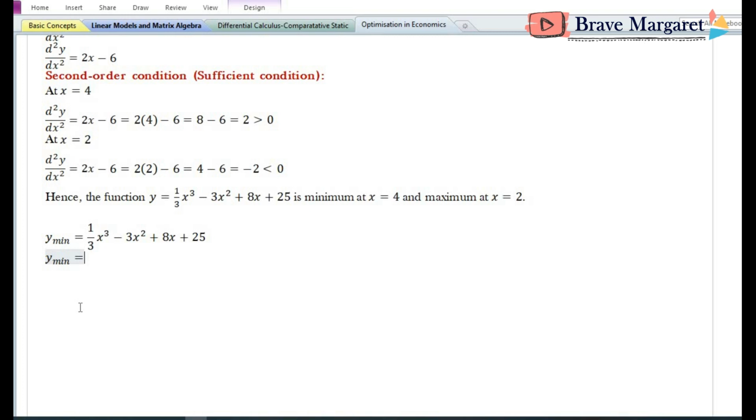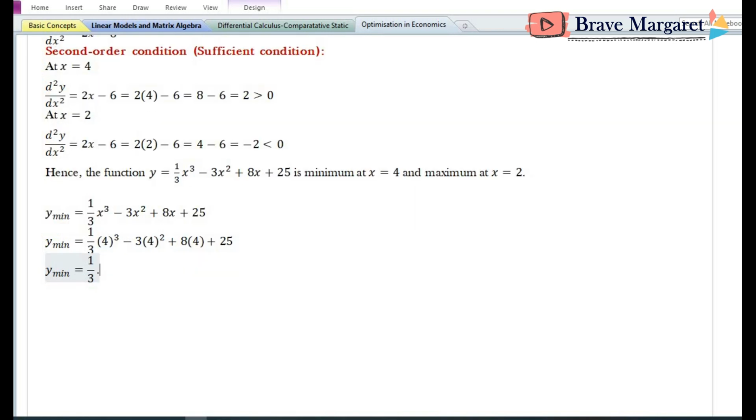By doing so, we have 1 by 3 times 4 to the power 3 minus 3 times 4 to the power 2 plus 8 times 4 plus 25. 4 cube is equal to 64, minus 3 times 4 square, 4 square is equal to 16, plus 8 times 4 equals 32, plus 25.